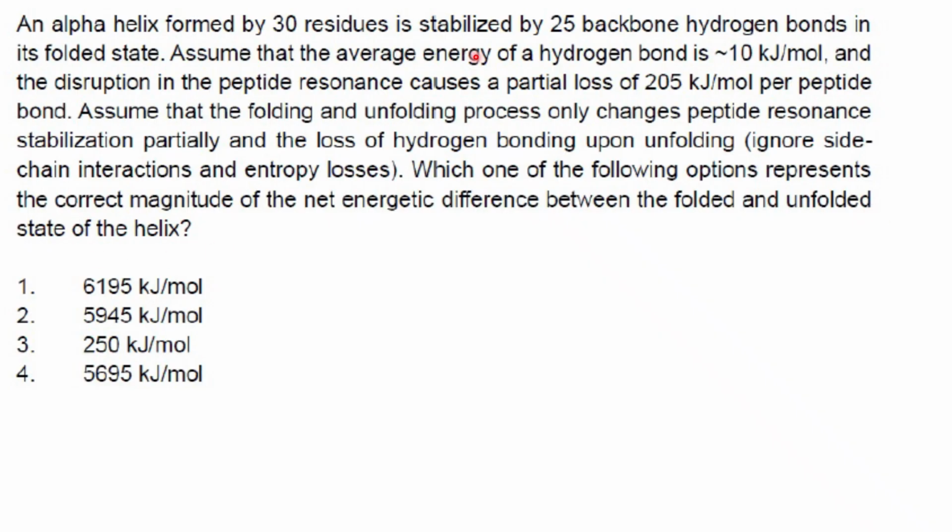So the average energy of a hydrogen bond is 10 kilojoule per mole. To break one hydrogen bond, you need this much energy. And peptide resonance disruption will result in 205 kilojoule per mole per peptide bond upon unfolding. Now you have to calculate the net energetic difference between the folded and unfolded state of the helix.